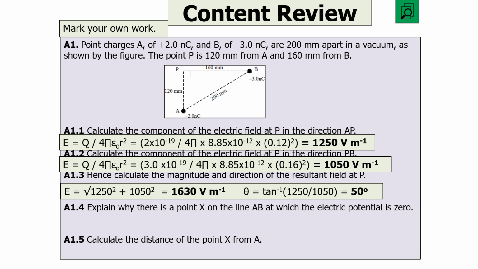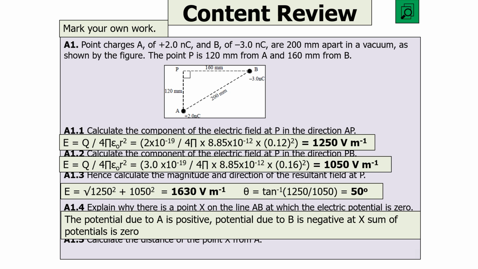Now, why is there a point where the electrical potential is zero? Well, you can see here it's all about the charges. So the potential due to A, because it's a positively charged object, is going to be positive. The potential at B is going to be negative because it's a negative charge. So there's going to be some point in the distance between the two of them where the positive and the negative will completely cancel through, so the sum will equal zero.